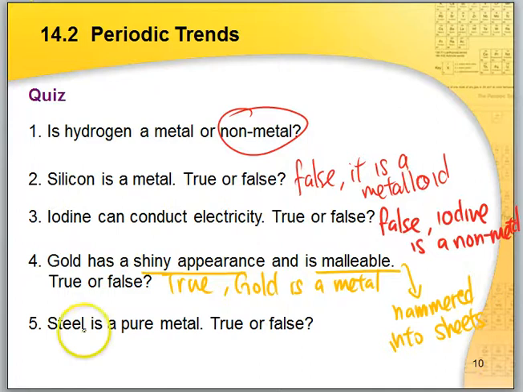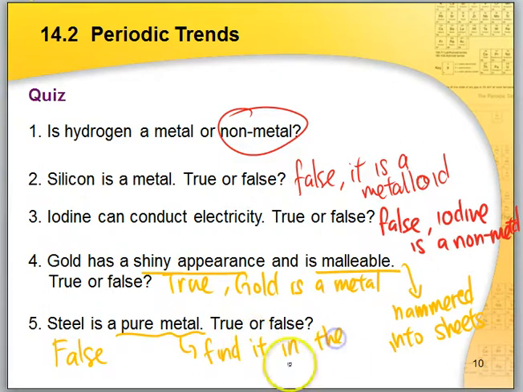Next one. Steel is a pure metal. True or false? The answer is false. Why is it so? If you say it's a pure metal, you should be able to find it in the periodic table. But look at your periodic table. Can you actually find the word steel? Steel is not a pure element, so it's definitely not a pure metal. So that's why it is false.